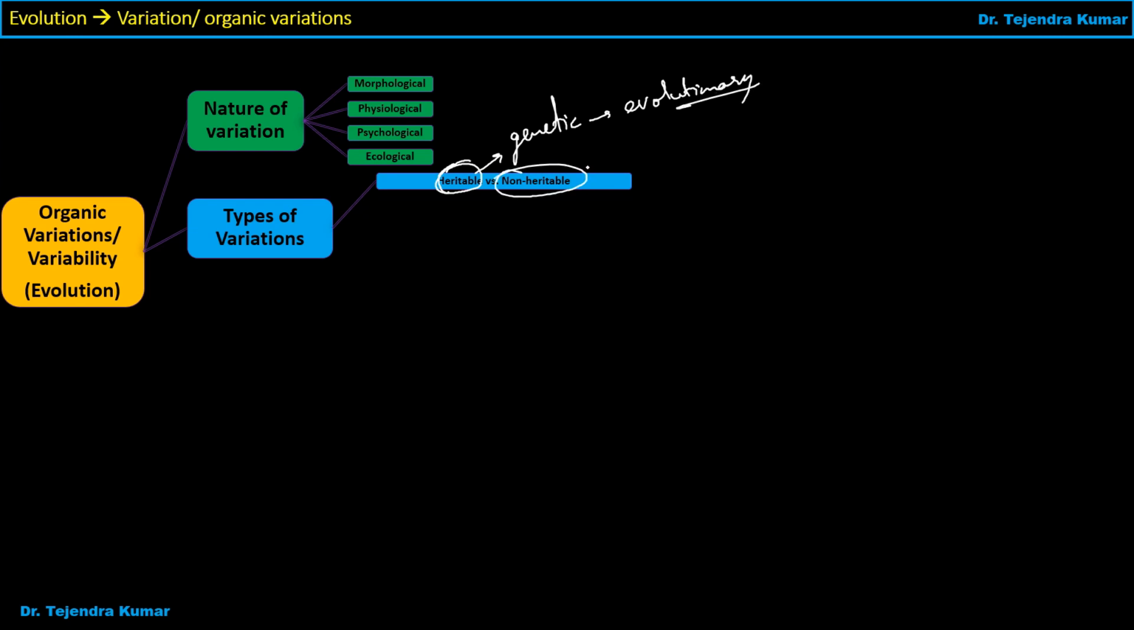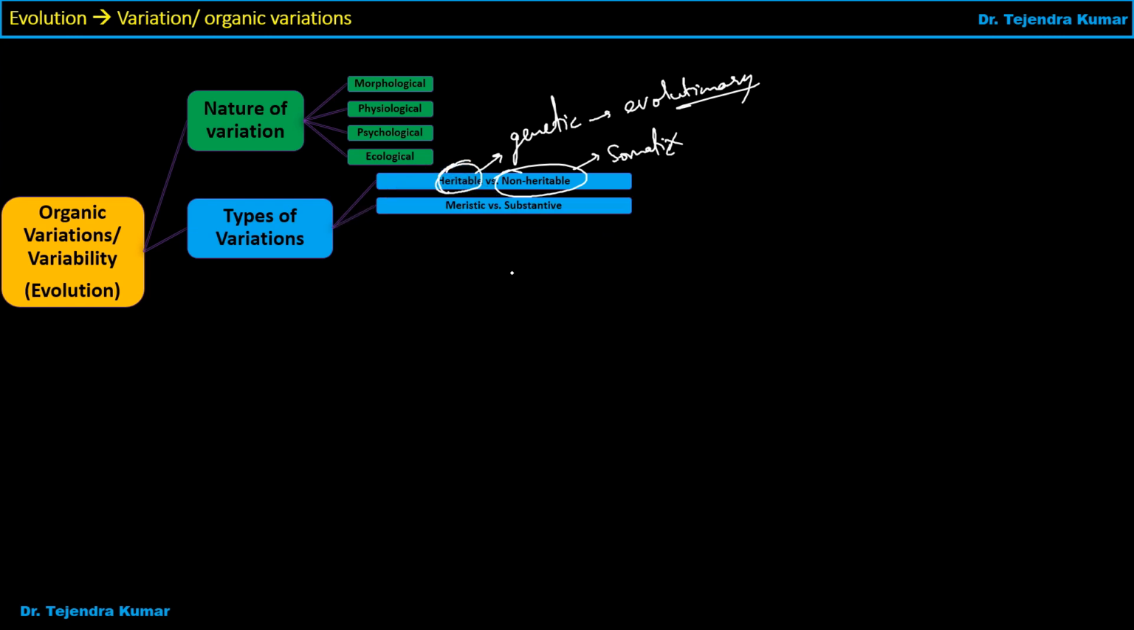Second are the non-heritable. Non-heritable means those which generally do not pass from one generation to another, and these are exhibited in a single individual only. Sometimes these are called somatic or somatogenic types of variations, and they do not play a role in the evolutionary trend. So these are somatic.